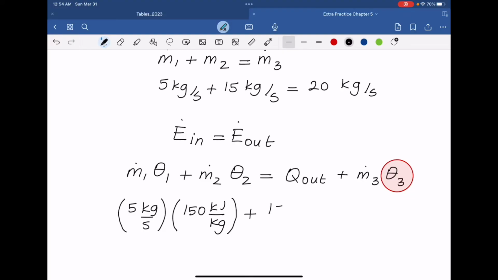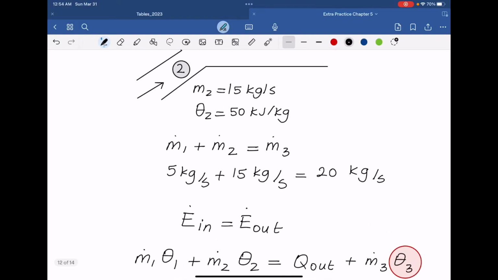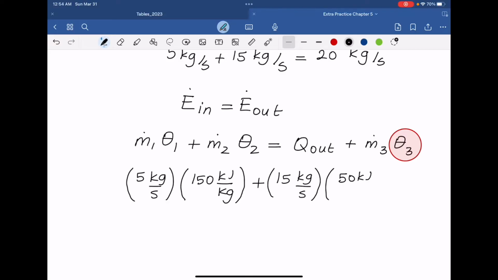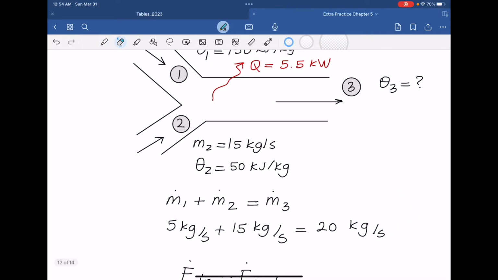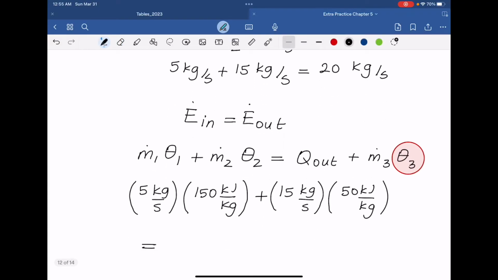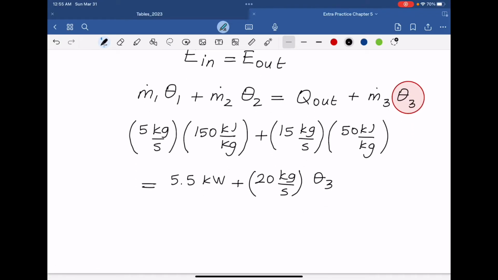And mass flow rate at the inlet 2 and energy is 50. This is equal to heat. Heat is already given too, right? So we can check, 5.5 kilowatts. Kilowatt is kilojoule per second. So the units match. We just have to write 5.5. And mass 3 is 20. All right. So if you solve this, you should get 74.7 kilojoule per kilogram.